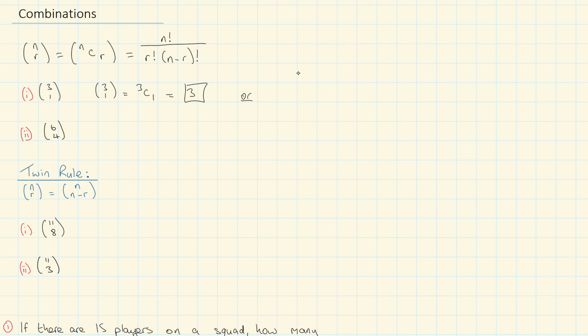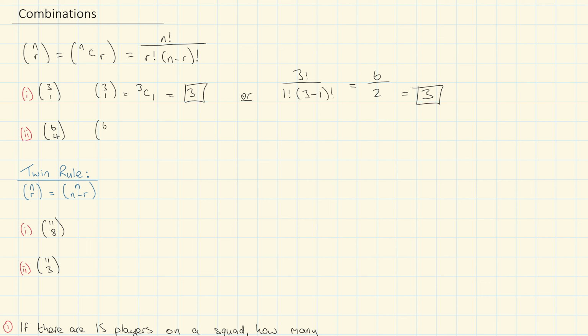Or your alternative approach. Again, we wouldn't take this approach unless the question specifically asked for it, but it'll be 3 factorial over my r value, which is 1, so 1 factorial, multiplied by 3 minus 1 factorial. Into your calculator, 3 factorial will give you 6. And then the bottom line we'll put in by itself, 1 factorial multiplied by 3 minus 1 factorial will give back 2. 6 divided by 2 is 3. So the same answer there.